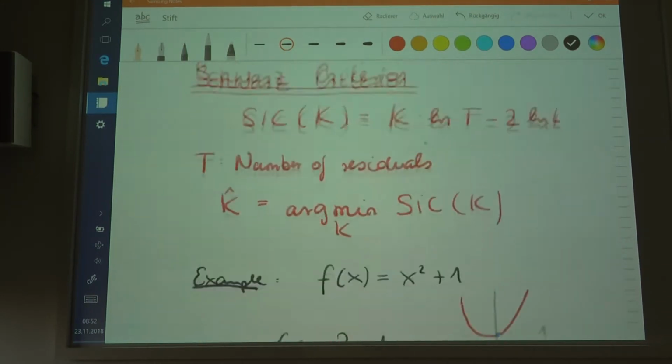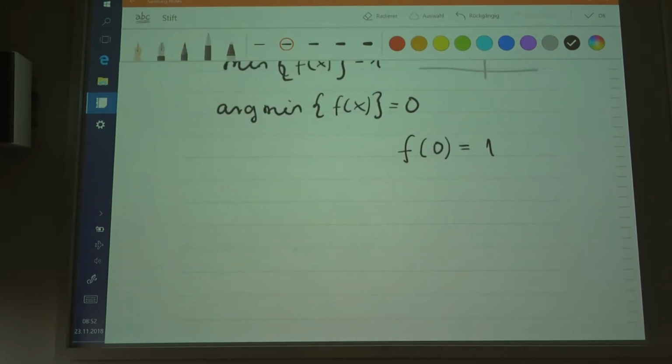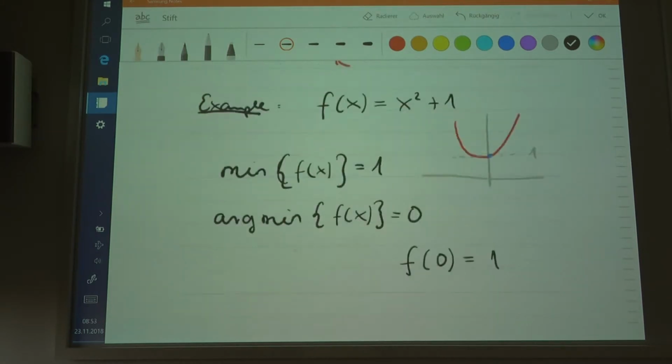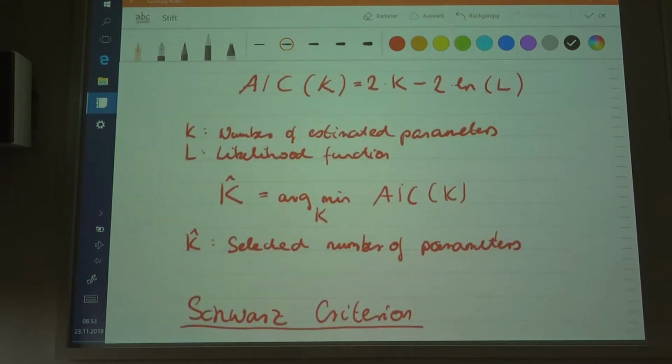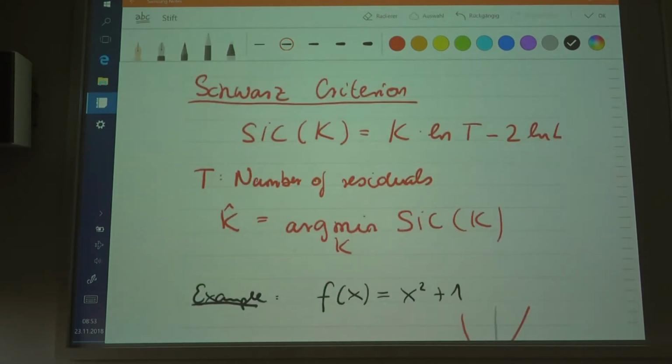So that's why it's always considered. I mean, these are just the two information criteria. But the Akaike tends to estimate the largest model, and the Schwarz criterion tends to estimate the smallest model. So that's why they are the most important ones, and then maybe you choose something in between.